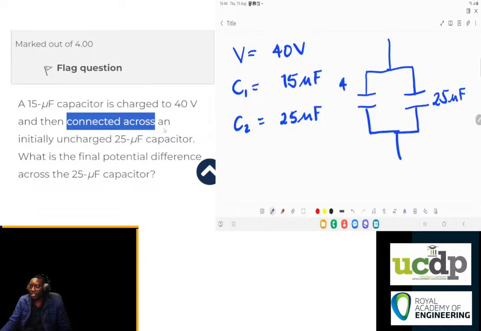This is the 40. So the voltage, 40 volts, is initially given there if it's charged fully. So what is the final potential difference across V2? We want V2. So we've done an expression for a series connection. And what will we do to find V2 from a parallel connection?